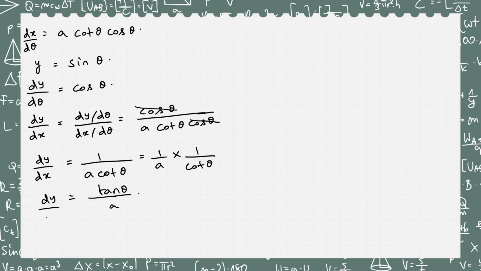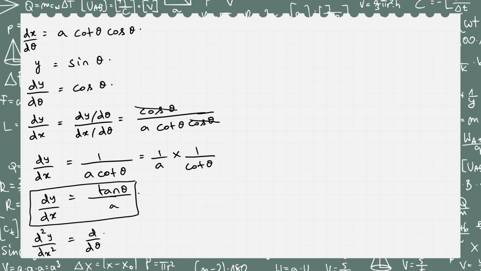So that's our dy by dx. Now we need to differentiate once again with respect to x. So again d square y by dx square equal to d by d theta, only we can do for dy by dx, right? So what we are going to do is d by d theta of dy by dx into d theta by dx we will do.